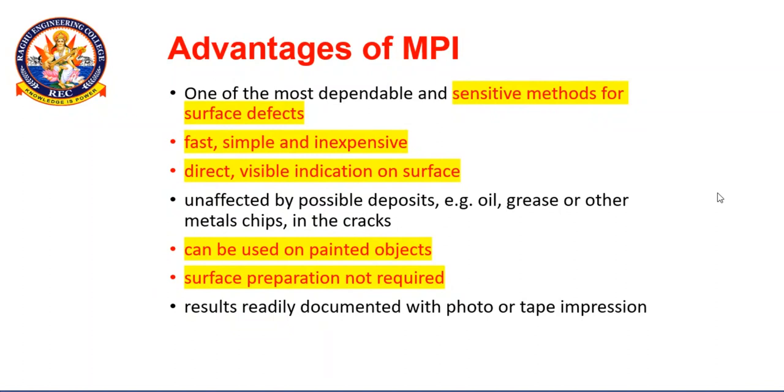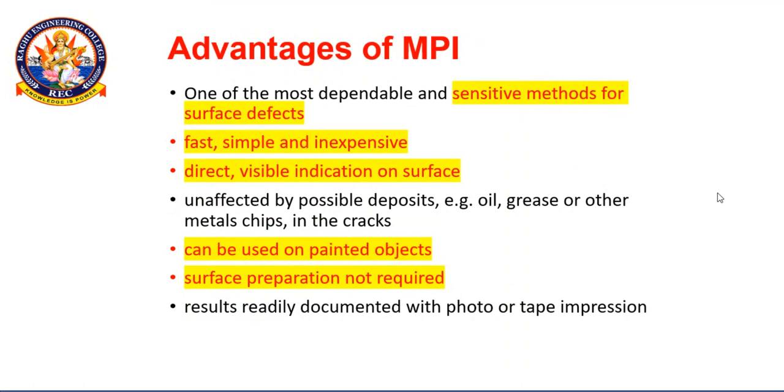It is a sensitive method for surface defects, fast and simple, inexpensive, direct visible inspection, and can be used for painted objects. Surface preparation is not required, unlike the liquid penetration test and other penetration tests. Painted objects can also be tested easily with magnetic particle inspection, and it is a very sensitive method to find surface defects, because we can find defects up to a depth of nearly 2 to 3 mm only.